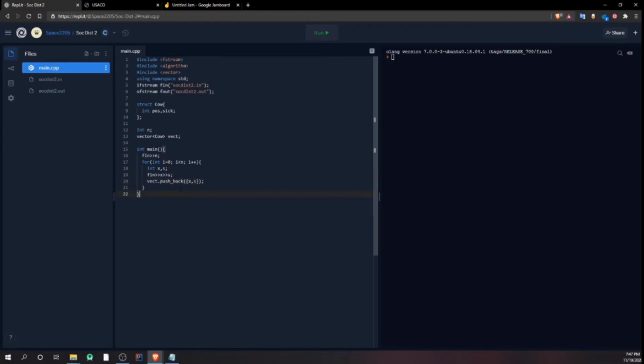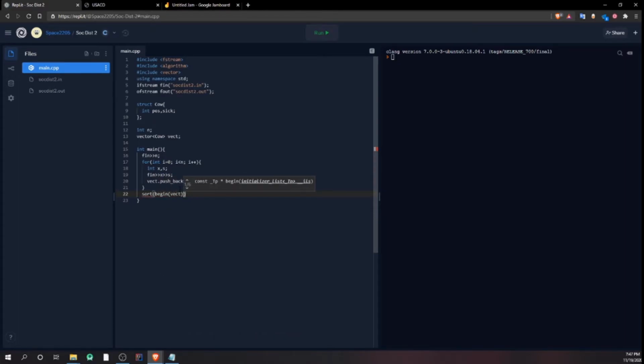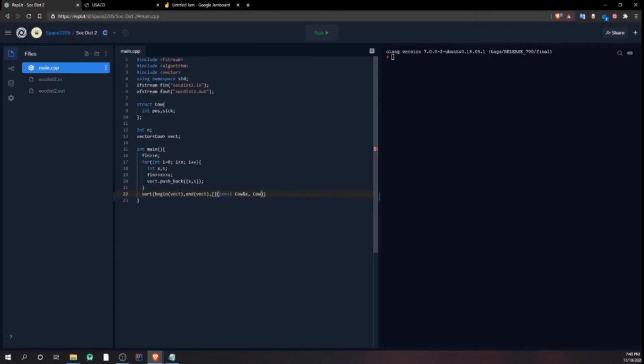Alright, so now we have to sort it. We have to sort it right now, because otherwise it's in unsorted order, and then finding r would be kind of hard. So I'm going to do begin of vect, and then the end of vector, and I'm going to sort it using a quick lambda function. So const cow x and const cow y, and then it's going to return x dot position is less than y dot position, and then obviously a semicolon and then another semicolon, and there we have our sort function, right?